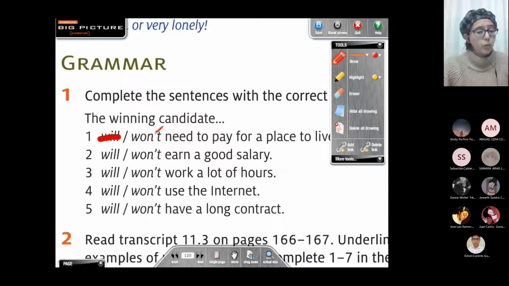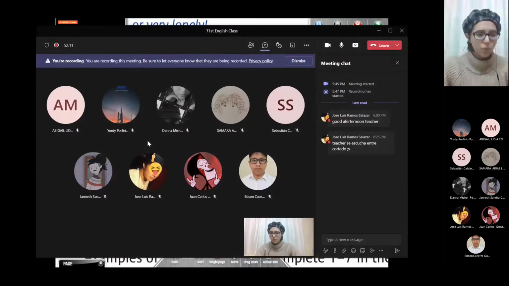Imagínense ganar 150,000 Australian dollars and you don't need to pay for the rent. You don't need to pay the place to live. No necesitan pagar alquiler, no van a pagar nada. And you're going to earn that amount of money. So yeah, it's the best job ever, right? What about number 2? Let me check. Number 2 it was Sebastian.